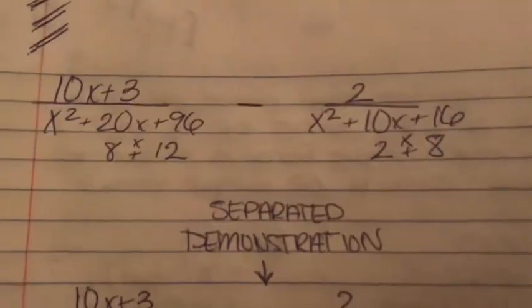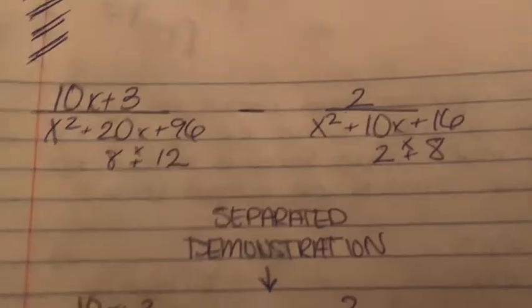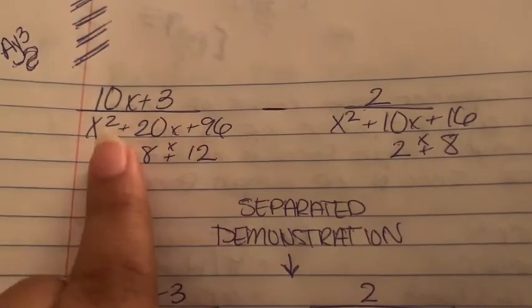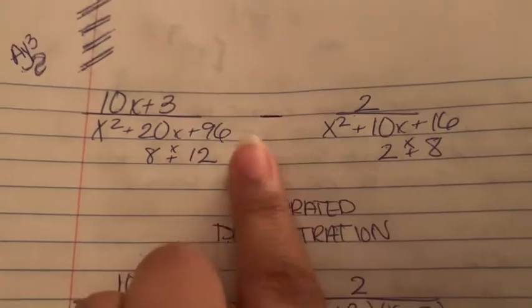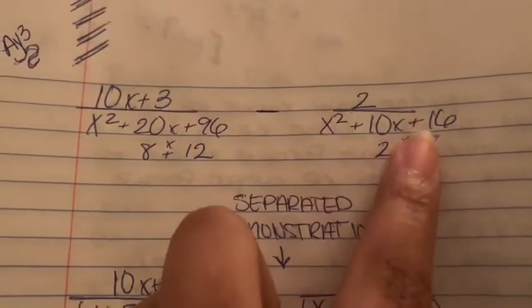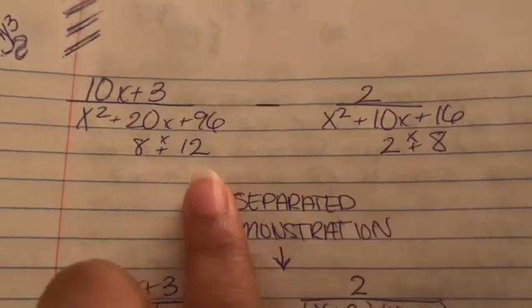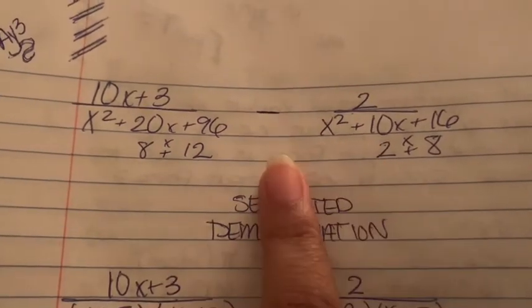Alright guys, so for problem set 4, I did letter B. As you can see by our initial equation, we're going to do 10x plus 3 over x squared plus 20x plus 96, subtracted by 2 over x squared plus 10x plus 16. So right here, instead of cross multiplying, we had to factor for this equation.